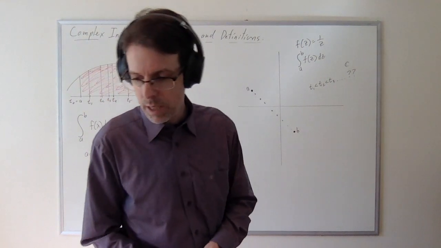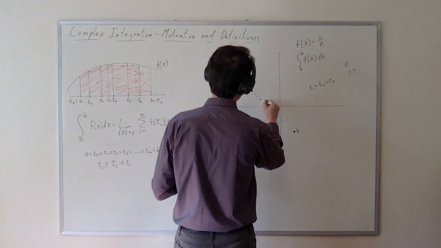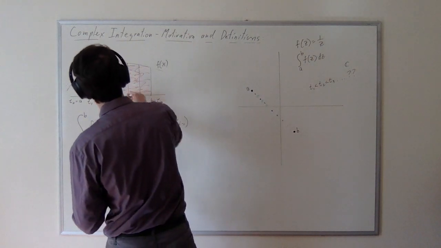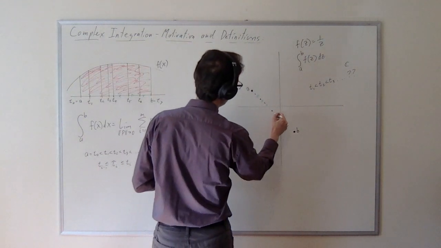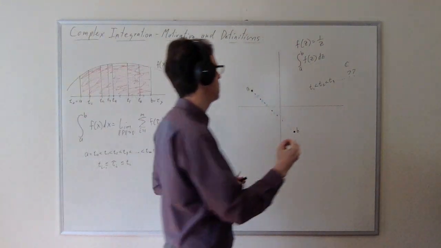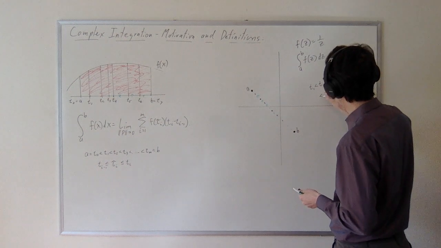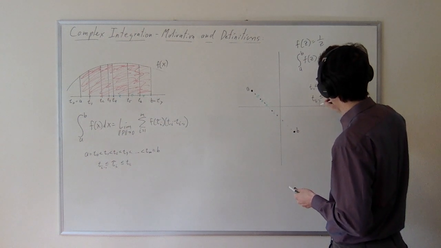We also need sample points, tau i, which I suppose I can plot in green here. I didn't plot them here. Imagine the tau i's are plotted here. So we also need tau i's, and the tau i's have to be within certain regions, right? Tau i should be between t_i and t_(i-1), right?